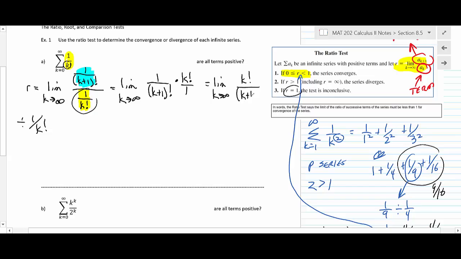Now, what do we want to happen on that limit in order for it to converge? What's it got to range from? Where to where? 0 to 1, okay? So if that turns out to be between 0 and 1, including 0 but not including 1, that's going to converge, okay? If it's greater than 1, it's going to diverge. If it's equal to 1, it's inconclusive. So the ratio test is not always conclusive, okay?